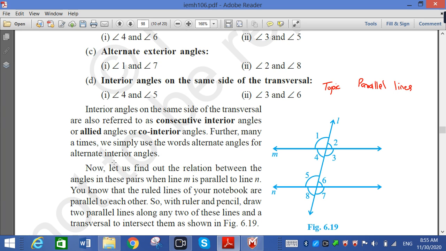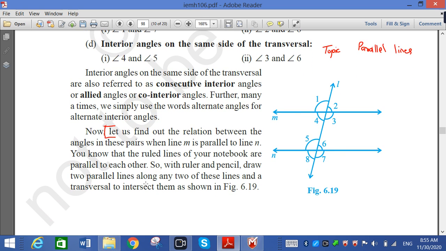Now let us find out the relation between angles in this pair when line M is parallel to line N. So M and N, what kind of lines are they? Parallel. You know that the ruled lines of your notebook are parallel to each other. In our English book also the lines are parallel. So with the ruler and pencil, draw the 2 parallel lines along with any 2 of these lines and transfer to the intersect them as shown in figure 6.19.